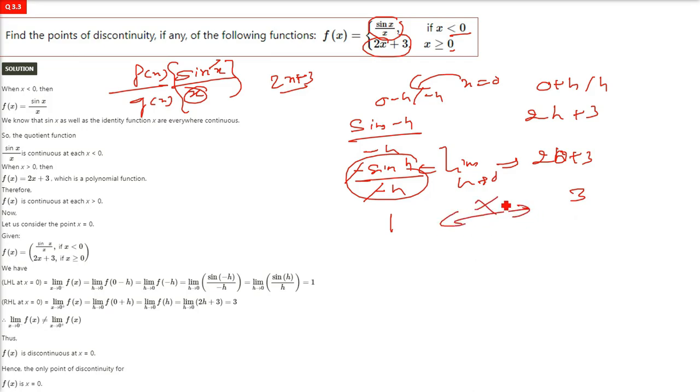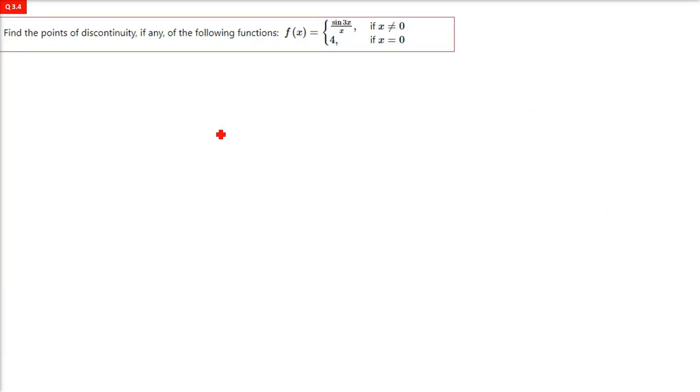So LHL and RHL are not equal. They are themselves not equal. If you want to find out the value also, that is f(0), just put x as 0 in 2x + 3. So 2 into 0 plus 3, what do you get? You get 3. Okay. So what do you see? They are not equal. All three should be equal. So it is discontinuous at x equals 0.